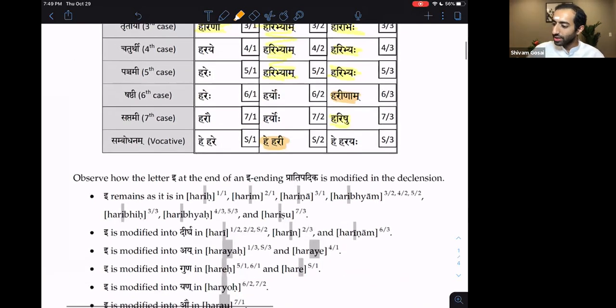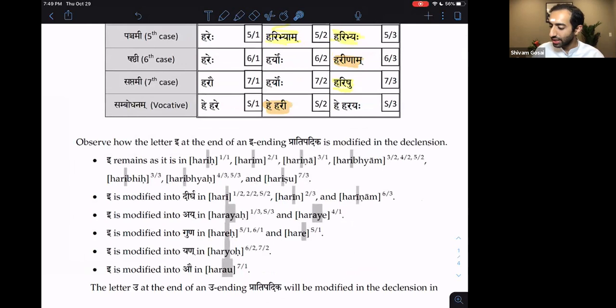All right. This next one, ikara is modified into ai. For example, harayaha. You see the E became I. Harayaha and haraye. Let me pull that up for you. And so you can see that here.